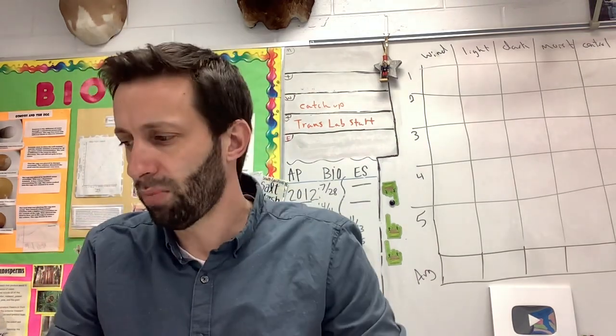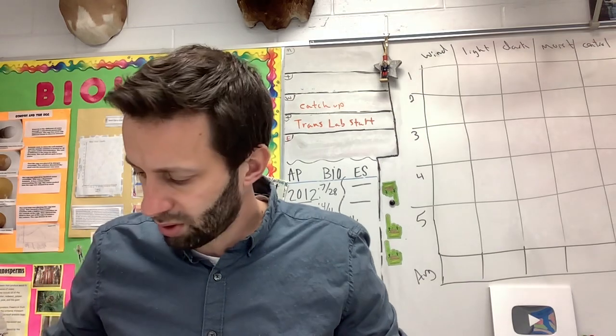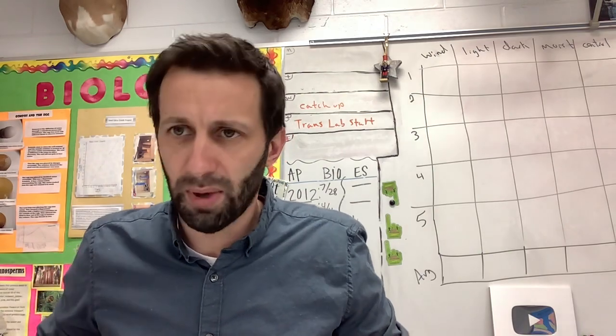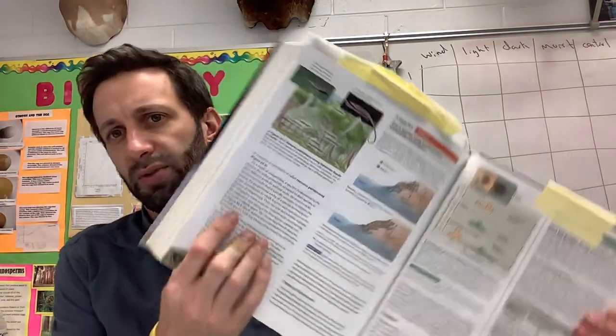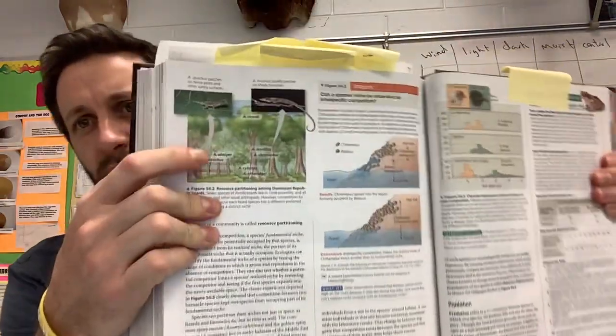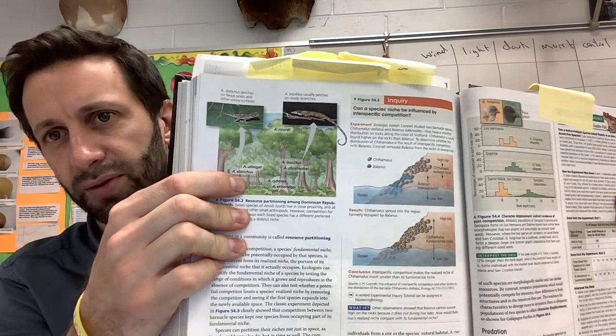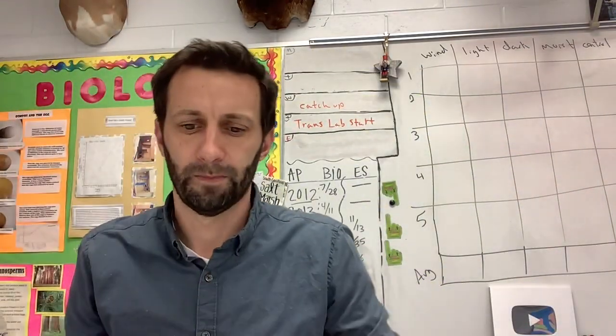Competitive exclusion model. Now, in your book on page 1210, there's a bunch of lizards in the rainforest in the Dominican. Now, what do you notice about these lizards? The different species have funny different names. Okay? These are all scientific names of different lizards. Where are they located? Are they in the same spot? No, they're scattered out. Some are lower, some are higher, some are way higher.